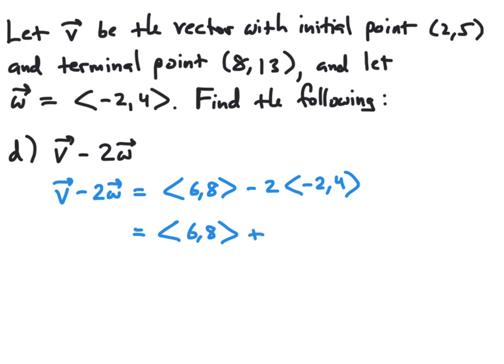So we're going to multiply that vector by -2, and add to it -2 times -2, which is 4, and -2 times 4, which is -8. And so we have our first vector v, which is <6, 8>. We're going to add to that -2w, which would be <4, -8>. When we add the various components, the first component is 6 plus 4, which will be 10. And the second is 8 plus -8, which will give us 0. So v minus 2w will be the vector <10, 0>.